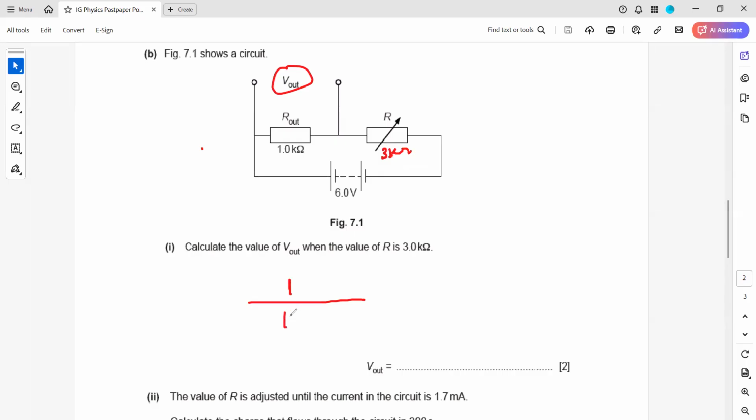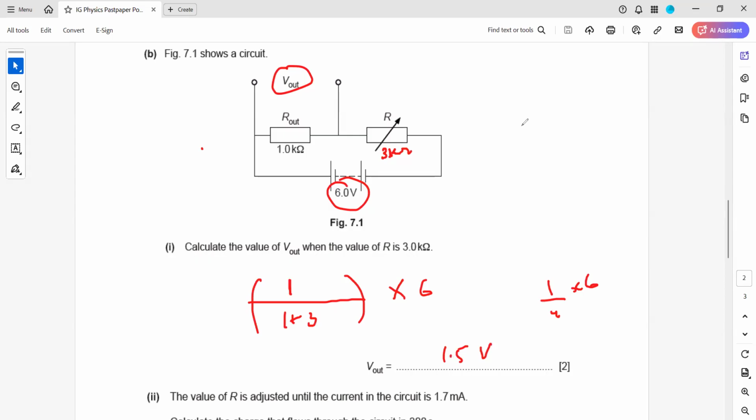So what is the sum of the resistance? 1 plus 3, multiplied by the total voltage. What is the total voltage? 6. So this will be 1 divided by 4 multiplied by 6. So it will be 6 by 4, which equals 1.5 volts.